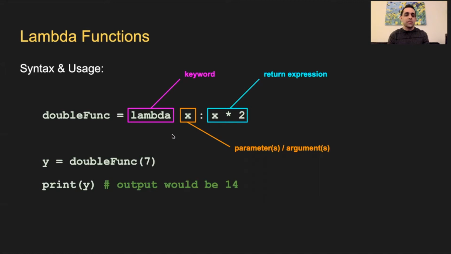All right, and as I said, once you have a lambda function, you could use it just like any other function. Here I have my double func. I'm passing in a value of 7, which should return 14, since I'm just doubling the value that's passed in, and then I'm just printing that value out.